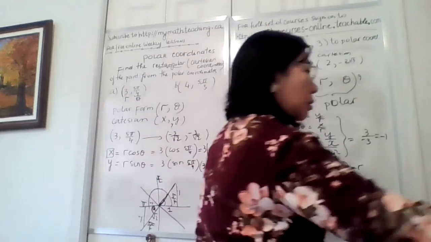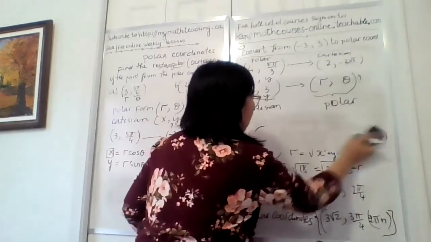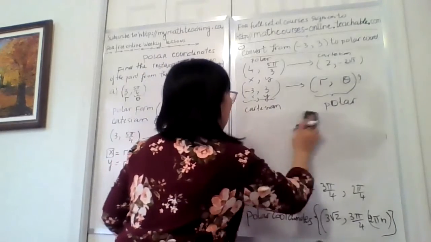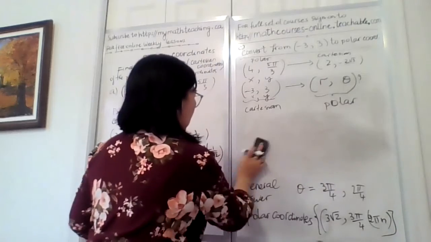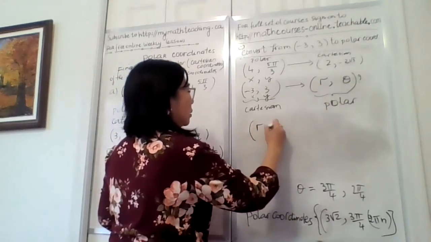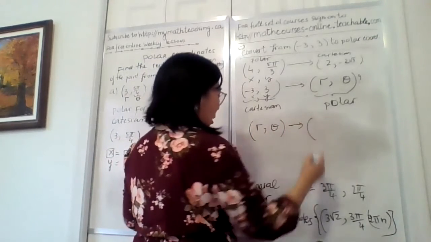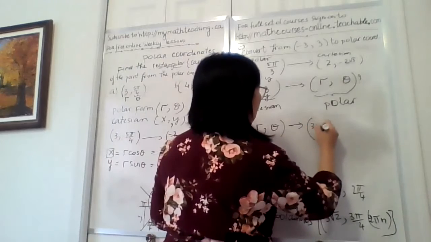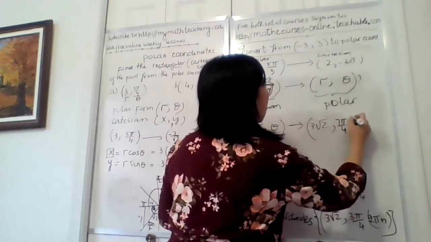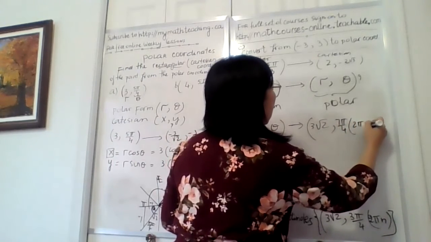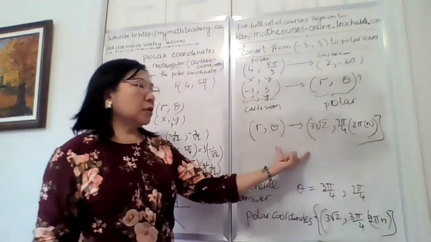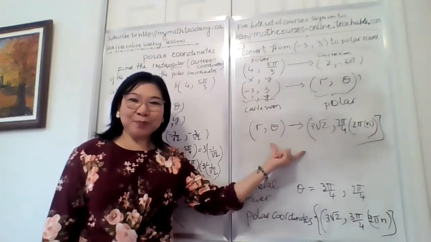And another answer for this will be our R and theta. R will be the same, 3 square root 2. And another angle is 7 pi over 4 plus 2 pi n, where n is an integer. And that is our answer for this question.